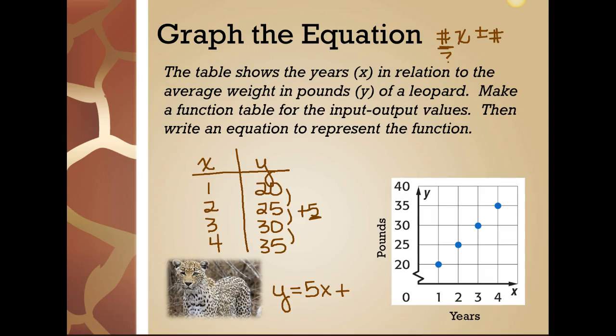2 times 5 is 10, plus 15 is 25. 3 times 5 is 15, plus 15 is 30. And 4 times 5 is 20, plus 15 is 35. So I think it's safe to say that is our rule. It looks like the leopard probably weighed 15 pounds at birth and then gained 5 pounds each year.